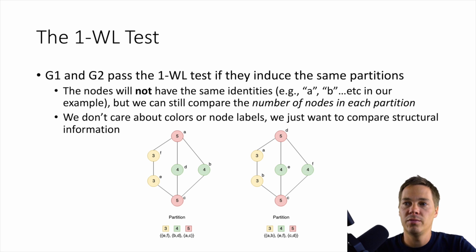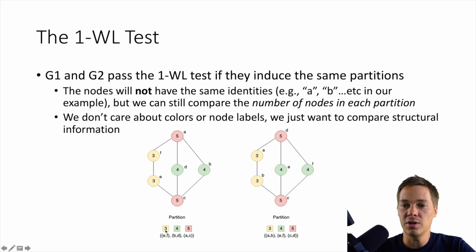G1 and G2, if we have 2 different graphs, will pass the 1WL test if they induce the same partitions. In this case, I've relabeled this graph to have a different node ordering if we order by, say, A, B, C, D, E, F. But these are clearly the same graph. But if you were to execute this, you would see that the partitions would have different elements in them, and that's because they have these different node identities that are arbitrarily assigned.